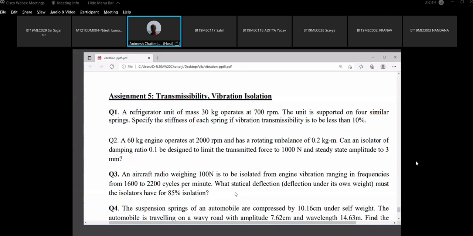Just think carefully. Which frequency should be our starting point? Is it 1600? Is it 2200? Or is it something in between? So is it the average? I was expecting that somebody will come up with average. In India, we very much like average.